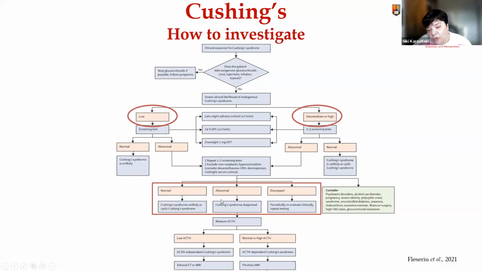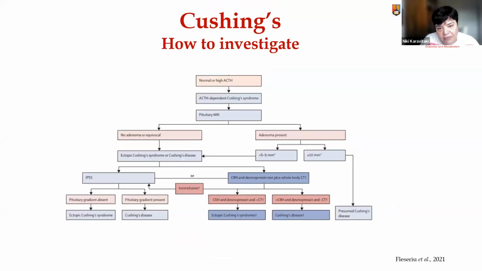If they're abnormal, we go to the pathway of Cushing's investigation, differential diagnosis. And if they are discrepant, as I mentioned before, we need to consider reevaluating periodically and repeat testing. And once we have confirmed Cushing's, we measure the ACTH, and in adrenal origin, it is low, whereas if it is ACTH-dependent, as we call it, it can be normal or high.